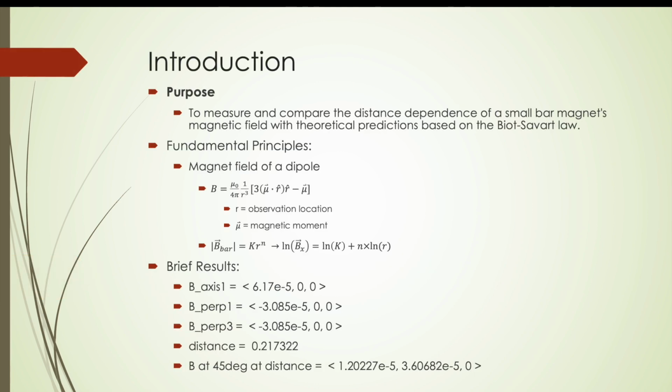Introduction, Purpose. To measure and compare the distance dependence of a small bar magnet's magnetic field with theoretical predictions based on the Biot-Savart law. Fundamental principles. Magnetic field of a dipole, listed below, where r is the observation location and mu is the magnetic moment, as well as the magnetic field of a bar magnet, listed below. It is important to note that we will be using the natural log in order to break apart this function for easier graphing. Brief results are listed below.